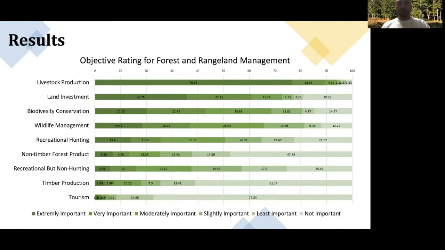Landowners of Oklahoma rated land management for livestock production as their highest priority, followed by land investment, biodiversity conservation, and wildlife management. Recreational hunting is the fifth most important objective among our respondents. Tourism and timber production are least preferred by landowners as management objectives. More than 75% of respondents said that livestock production is extremely important to them, whereas about the same percentage of respondents rated tourism as least important.